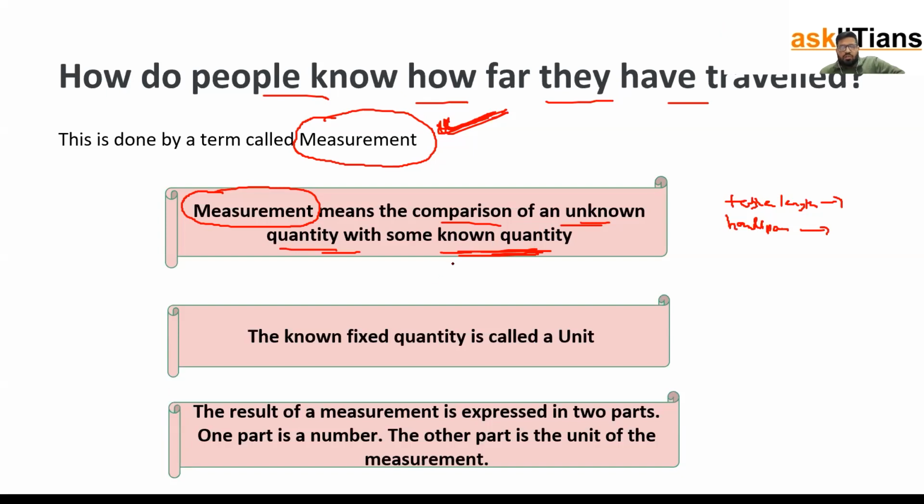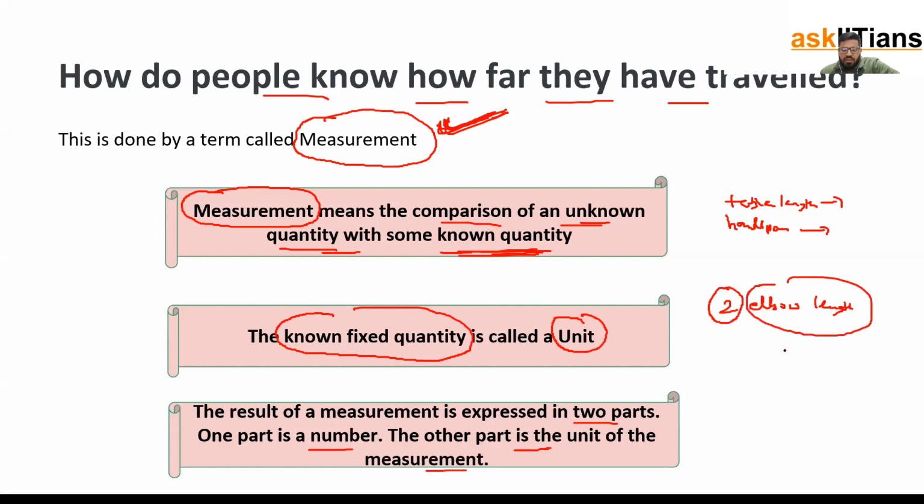Okay, so the known fixed quantity, which I was taking as hand span, is known as the unit. And the result of a measurement is expressed in 2 parts. One part is a number, and the other part is the unit of the measurement. As I told you, suppose 2 elbow length. In 2 elbow length, 2 is the number, and the other part, the elbow length, is the unit. So this is the unit, and this is the number.